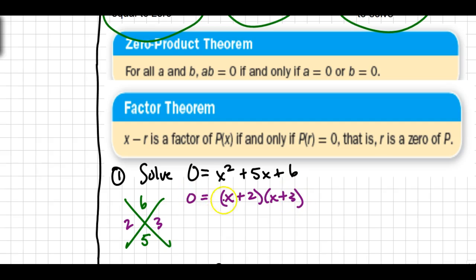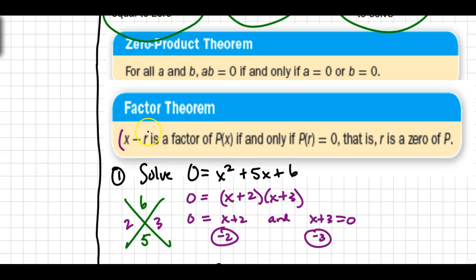Now, if those are equal to 0, then one of them must be the number 0. So I'm officially going to set each factor equal to 0 separately. But know that I'm going to show you a shortcut for this in just a moment. What plus 2 is 0? Well, isn't that negative 2? And what plus 3 is 0? Isn't that negative 3? So the zeros and the factors are typically going to be opposites of each other.